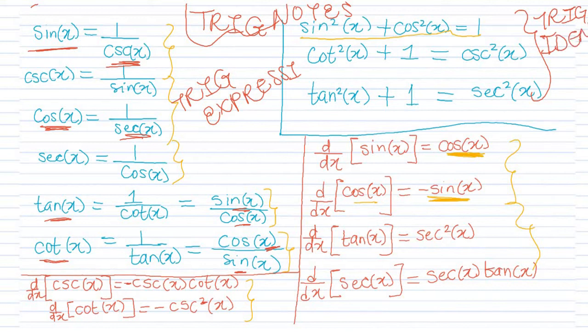And all of this information, if this is your first video, make sure you pause this and just write all of this down. Have a section for trig expressions, a section for trig identities, as well as the last one that we're doing, which is everything written in red. This is called trig derivatives.